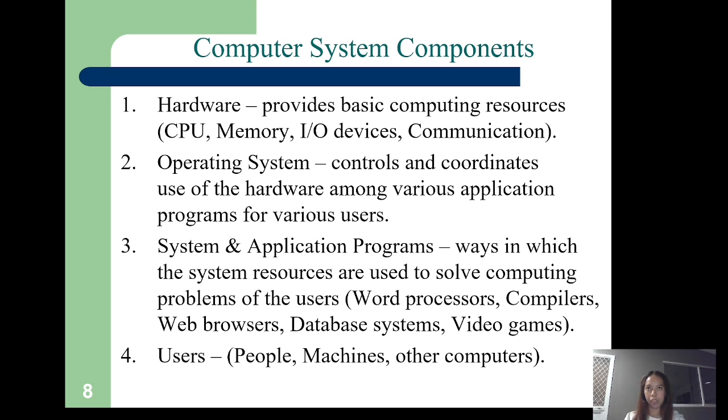Application programs. These are the programs designed for end users to perform specific tasks or solve problems. An example is Microsoft Word, used for creating and editing documents, one example of an application program. Compilers convert high-level programming code into machine code, right? Web browsers, Chrome, Firefox, allow users to access and navigate the internet.